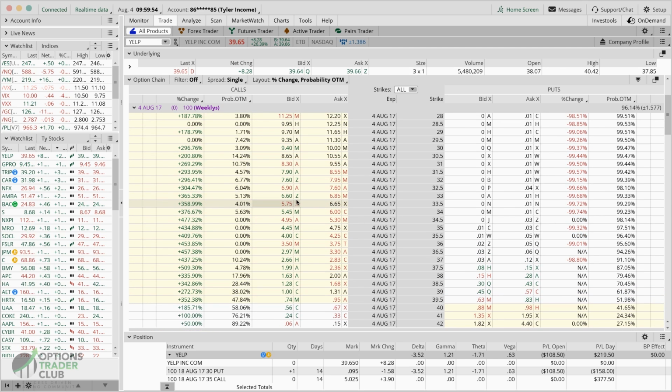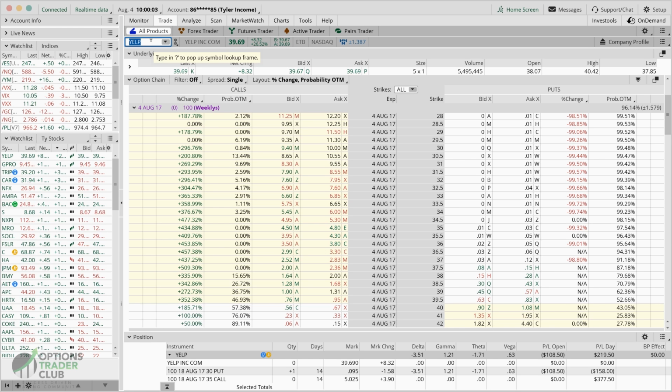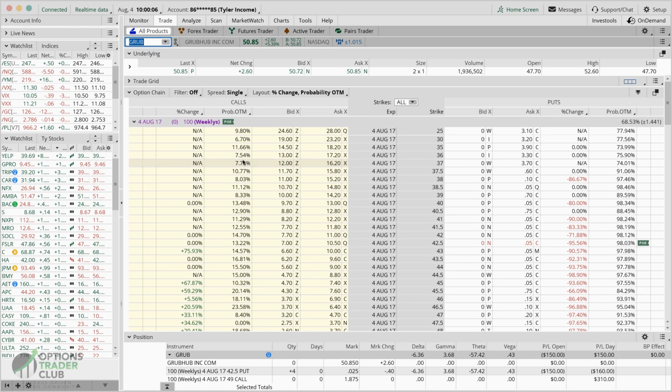These were both really expensive names. The implied volatility on this was over 100%. Next one was on Grubhub, just to show you the full spectrum here.